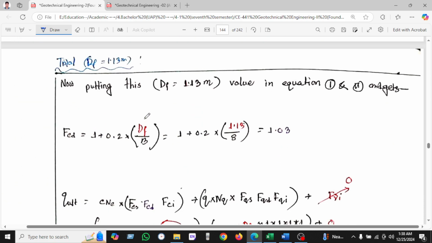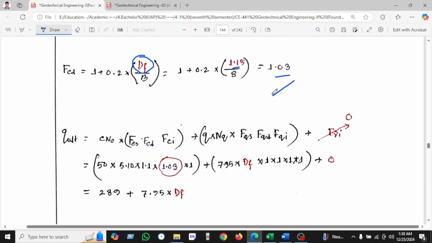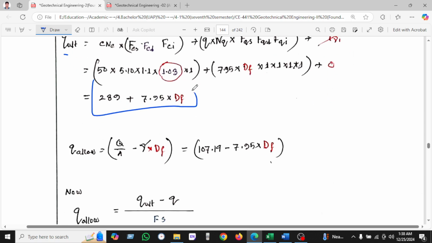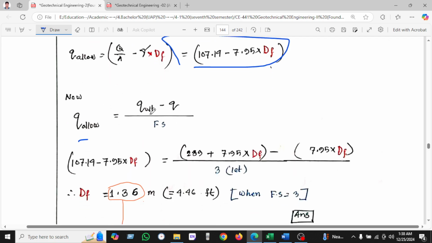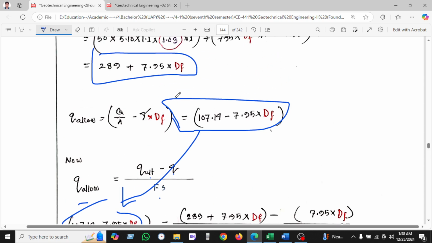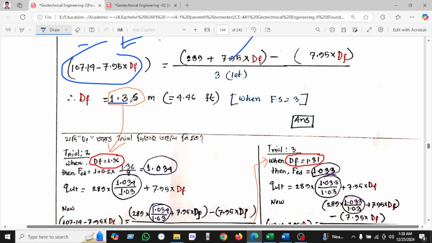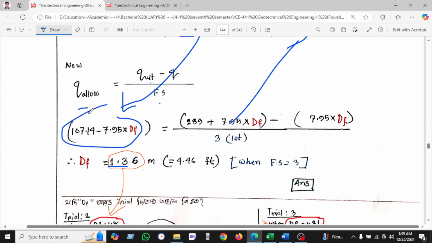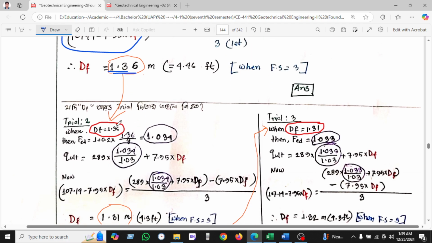Now we'll put the depth of footing as 1.13, and find this factor, and q ultimate will be this equation, and q allowable will be this equation. So the allowable equals ultimate q divided by factor of safety. So allowable is coming here, and the ultimate is taken here, and we found depth of footing 1.36. At first we found 1.13, and then 1.36, which is increasing.